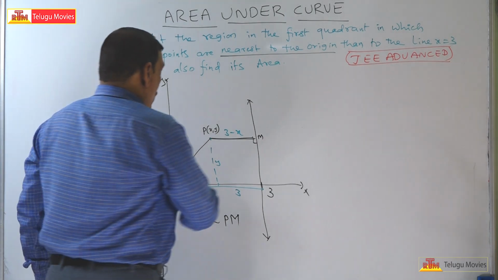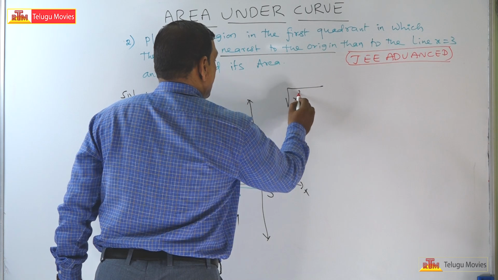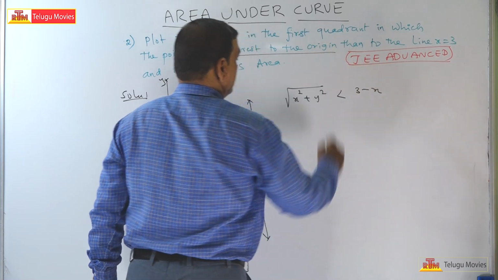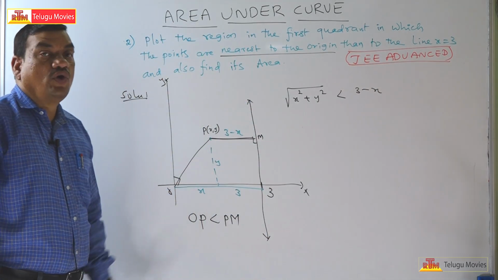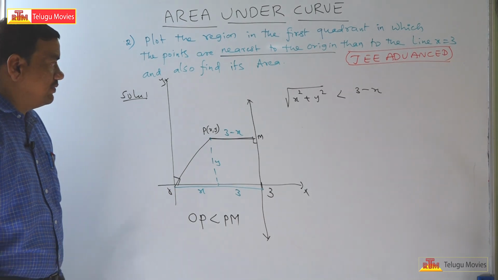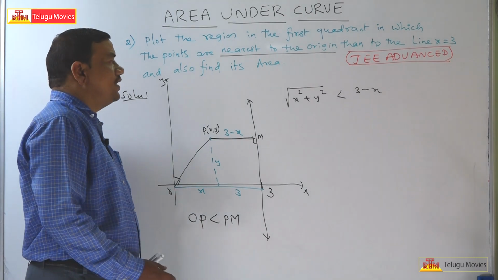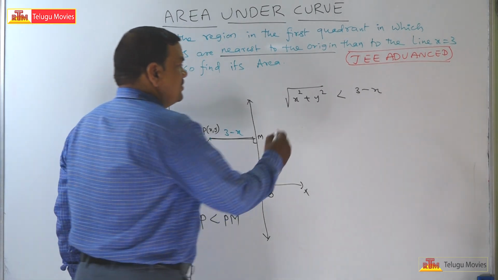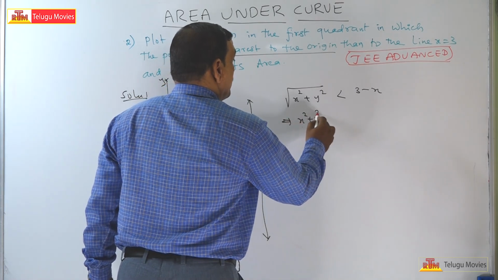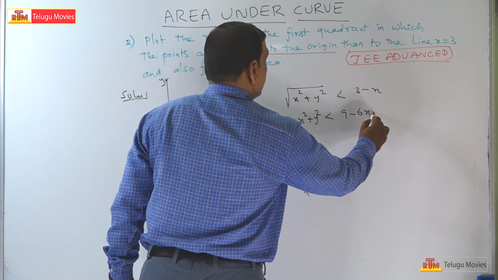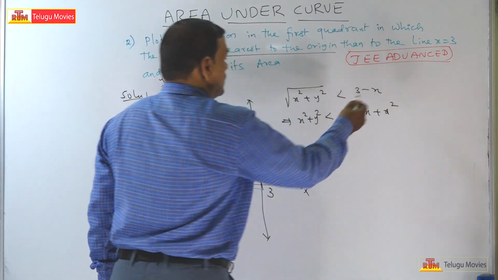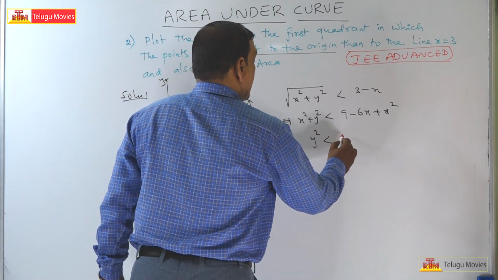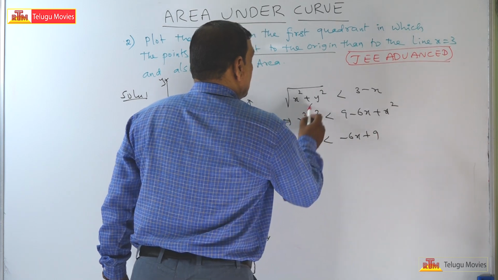That is, OP is root of x square plus y square, which is less than PM, and PM means 3 minus x. OP means the distance between O and P, root of (x2 minus x1) whole square plus (y2 minus y1) whole square, less than 3 minus x. Then we have to create a function in x. That's why squaring on both sides, we get x square plus y square less than 9 minus 6x plus x square. So we can cancel x square on both sides, and y square is less than minus 6x plus 9.